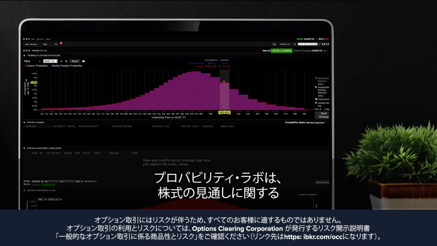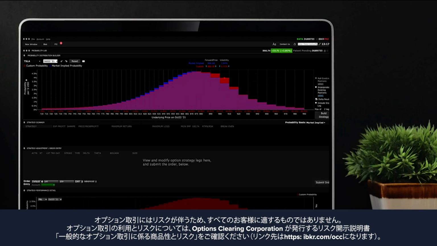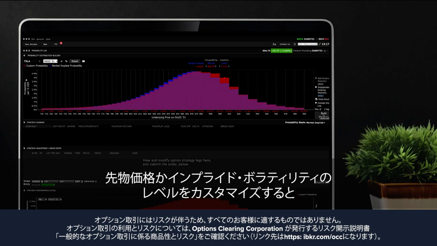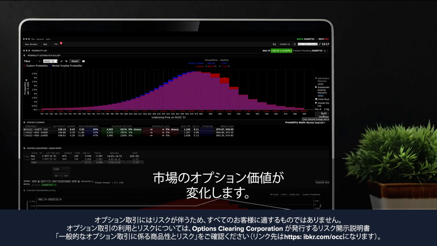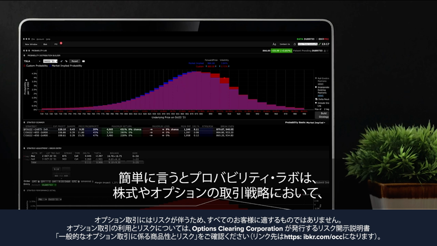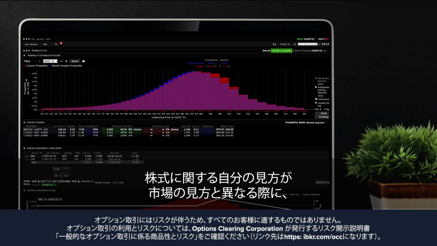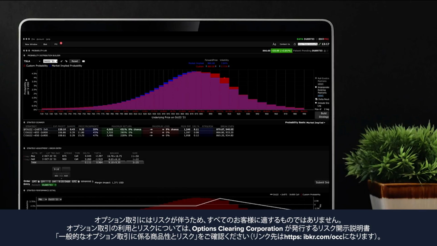The IBKR Probability Lab becomes extremely useful when investors have a different view on the outlook for a stock. By customizing the forward price or the level of implied volatility, you will find that the value of options in the market will change. In short, the Probability Lab can be used to locate potentially profitable trading strategies for stocks and options in the event that your view on a stock is different from that of the market.